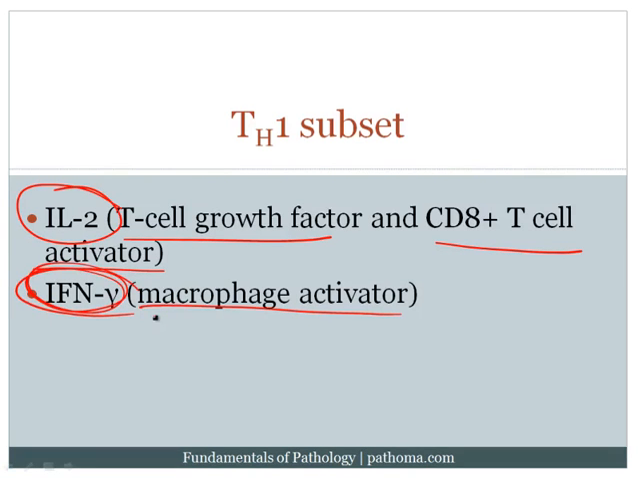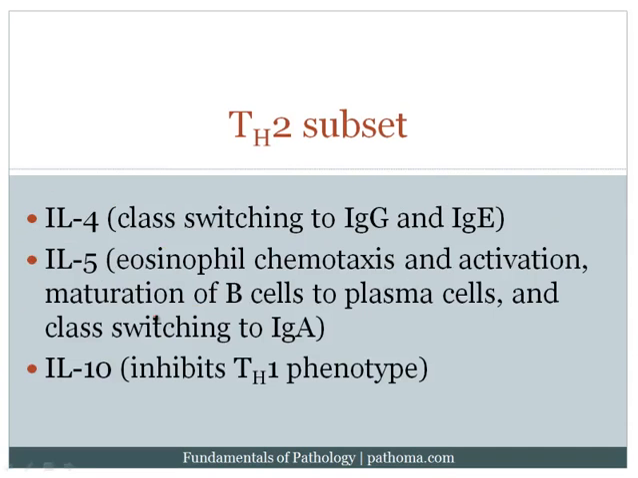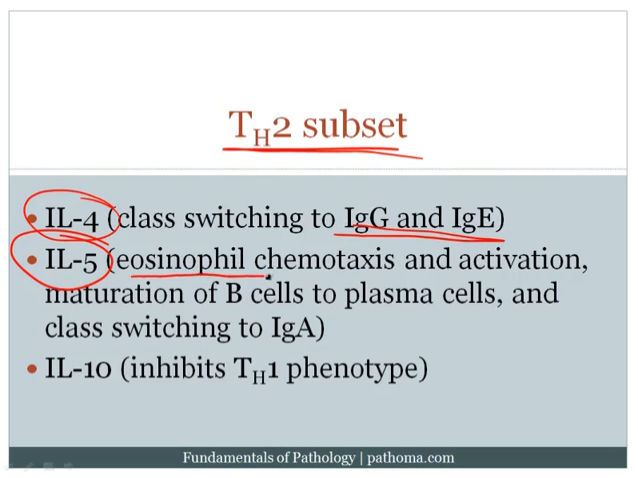These are the key products of the Th1 subset, and you do have to be familiar with these products for examinations, and you need to know what they do as well. The Th2 subset helps the B cells by producing IL-4 and IL-5. These are the two big molecules you need to be familiar with. IL-4 causes class switching to IgG and IgE, and IL-5 helps bring in eosinophils, causes maturation of B cells to plasma cells, and allows for class switching to IgA.